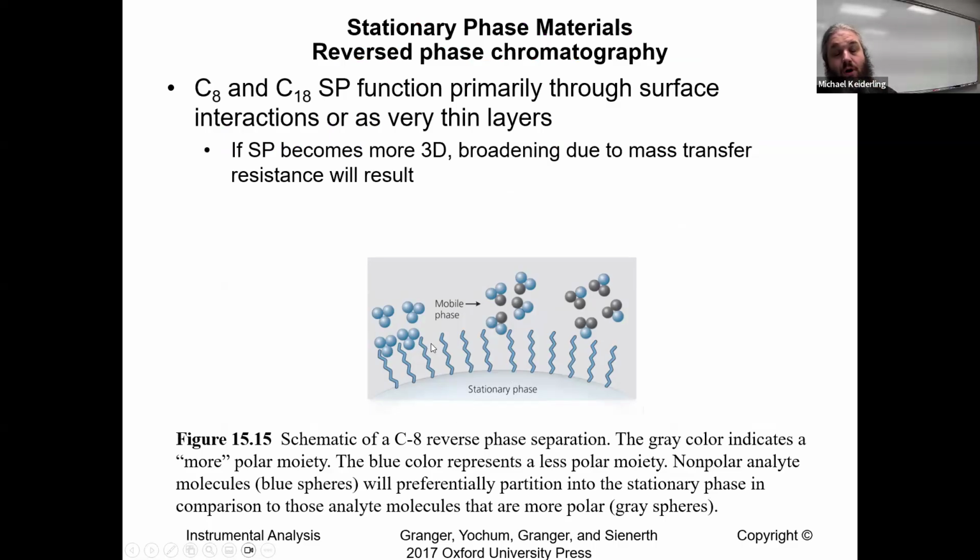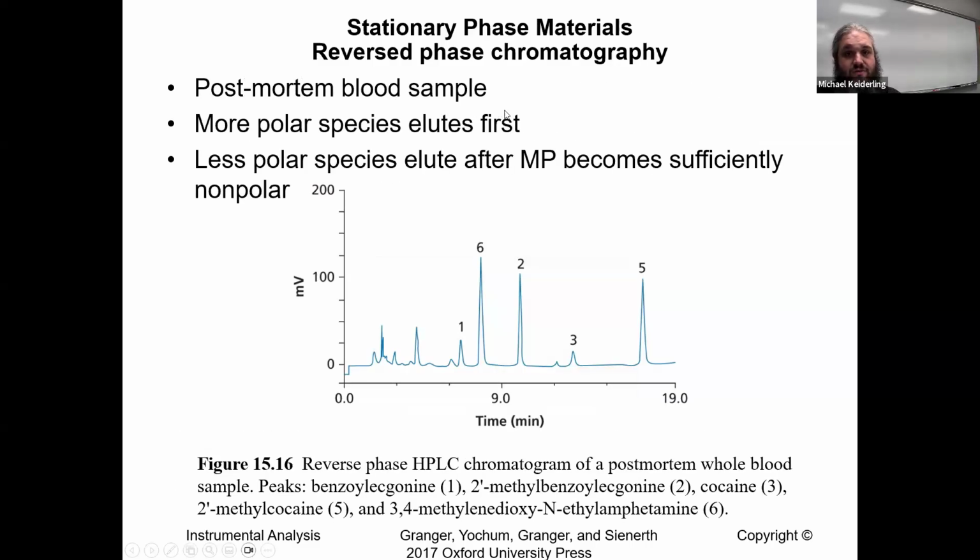Here, more polar things travel fast, and more nonpolar things travel more slowly. One thing this is used for is a postmortem blood sample. More polar species elute first, and less polar species elute after, as the mobile phase becomes sufficiently nonpolar. So this is an example of a blood sample.